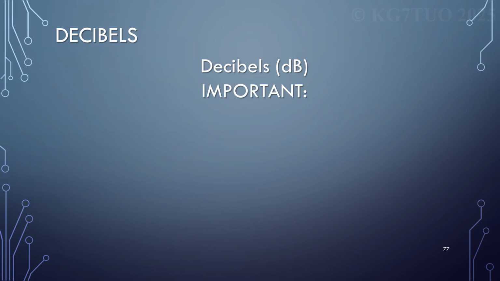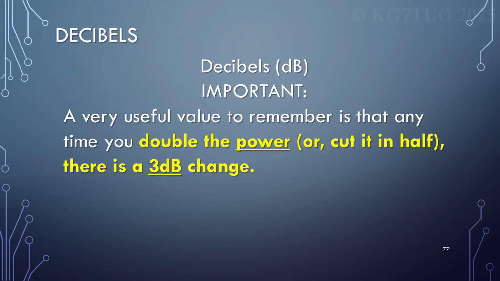A very useful value to remember is that anytime you double the power or cut it in half, there is a 3 decibel change. This is important. That's in the test, and that's how you're going to do any of the math questions about power. It's how you will evaluate every antenna and every radio you ever use. If you're going to write anything down today, that's what you want to write down. 3 decibels is always a power of 2 change, whether it's up or down.